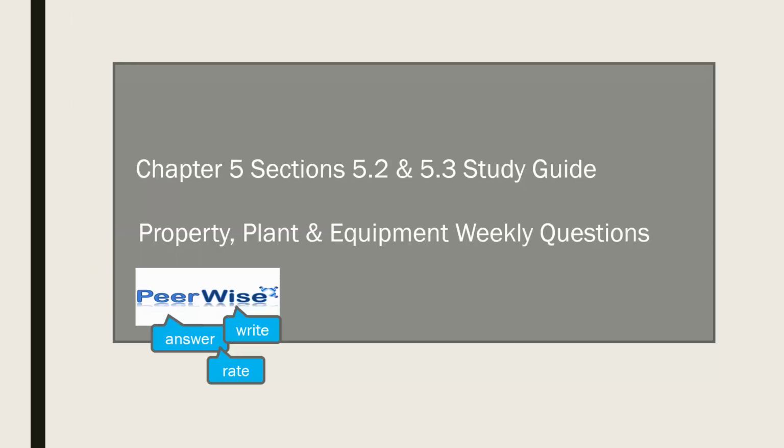And for further information on how we account for property, plant and equipment, go back to Chapter 5, Sections 5.2 and 5.3 in the study guide, and also review the Property, Plant and Equipment weekly questions. Also answer, write and rate questions on property, plant and equipment in Peerwise.